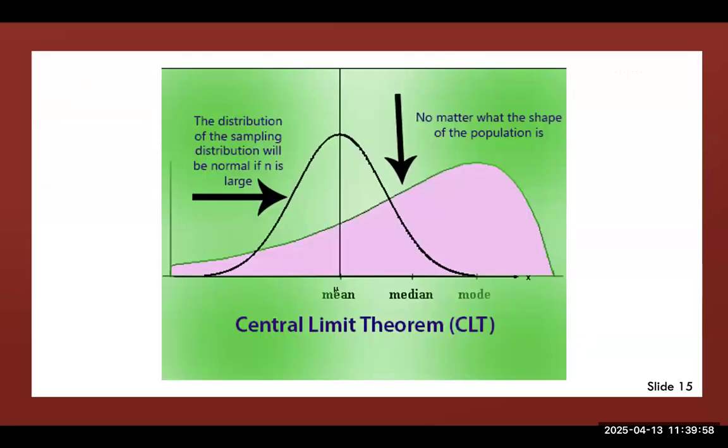So in general, the central limit theorem tells us that no matter what the shape of the population is, left skewed, right skewed, uniform, normal, whatever the shape of the original distribution, the sampling distribution, the distribution of X bar, will be normal as long as n is sufficiently large. And that means n needs to be bigger than 30.